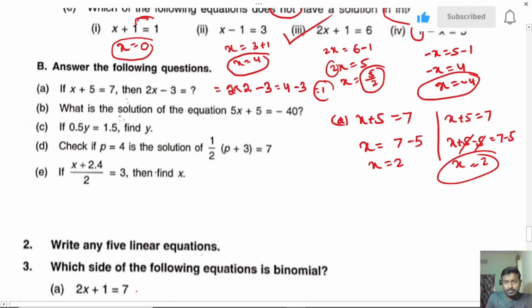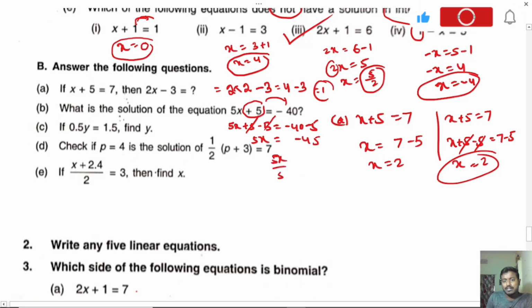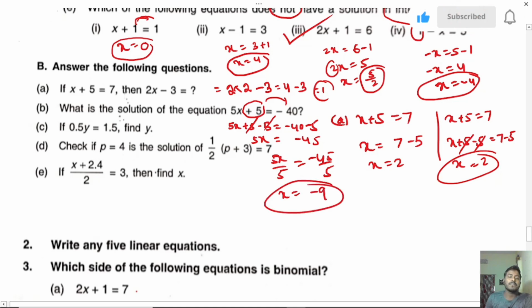Question number B. 5x plus 5 equal to minus 40. So we can write 5x plus 5 minus 5 equal to minus 40 minus 5. Or you can subtract 5 on the right side as well. So the 5 cancels, that is 5x equal to minus 45 because of the same sign. So 5x divided by 5 equal to minus 45 by 5. So x equal to, the 5 cancels, that is minus 9. Clear? Next.